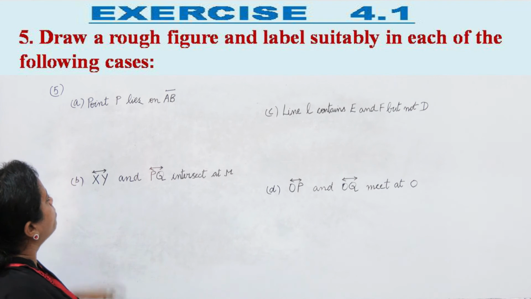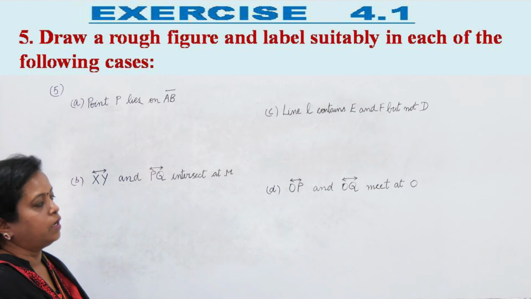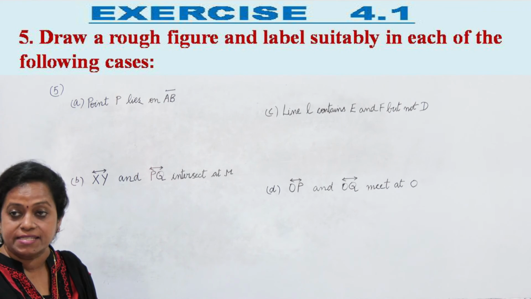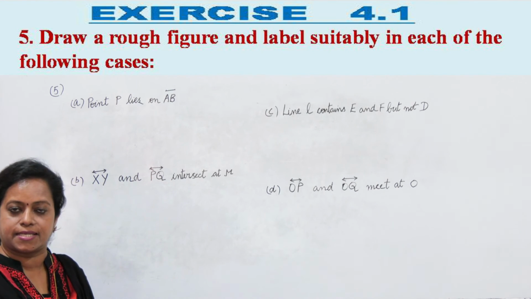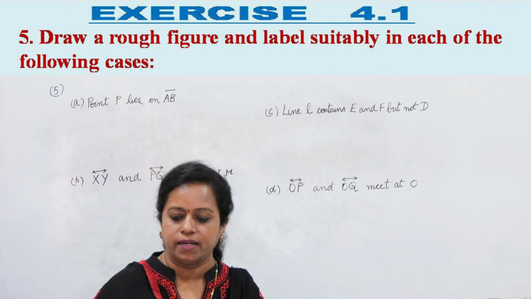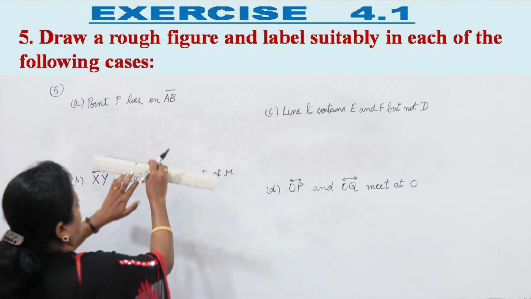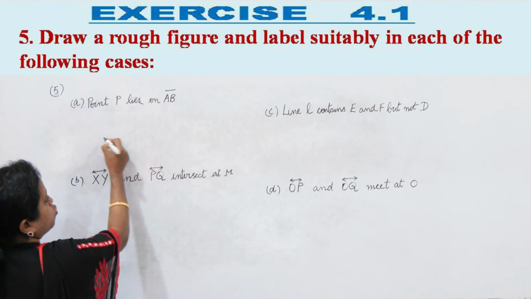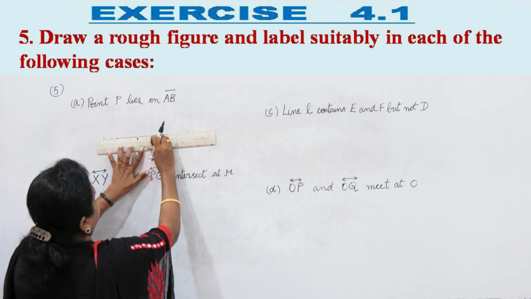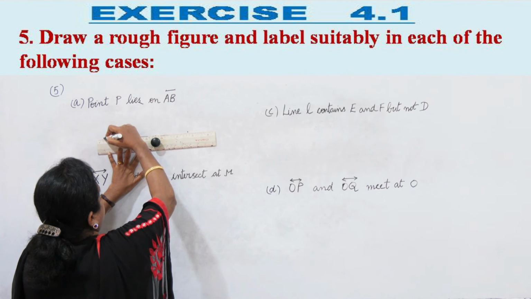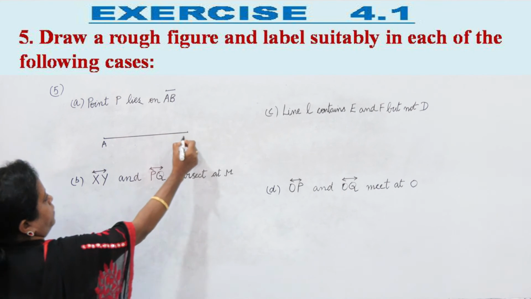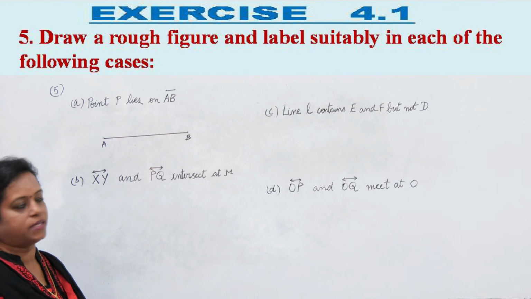So the first one is point P lies on AB. Now see this AB, what symbol it has? It has a symbol of line segment. That means AB is a line segment. I hope by now you are clear with how we represent a line segment and ray. So when you have to draw line segment, you have to take any 2 points, and these points are the end points. You cannot go beyond that. So when I join these 2 points, that is A and B, the line segment is AB.